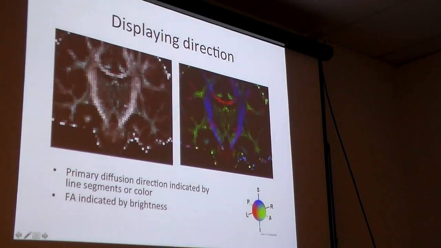Blue means up and down, superior to inferior. So you can see the internal capsule here going up and down. That includes the corticospinal tract going from spinal cord up into the brain, or the other way. And green meaning anterior to posterior. So you'll see a couple green bits here that are going into the page. And those are a couple of the other major fascicles that have been identified.